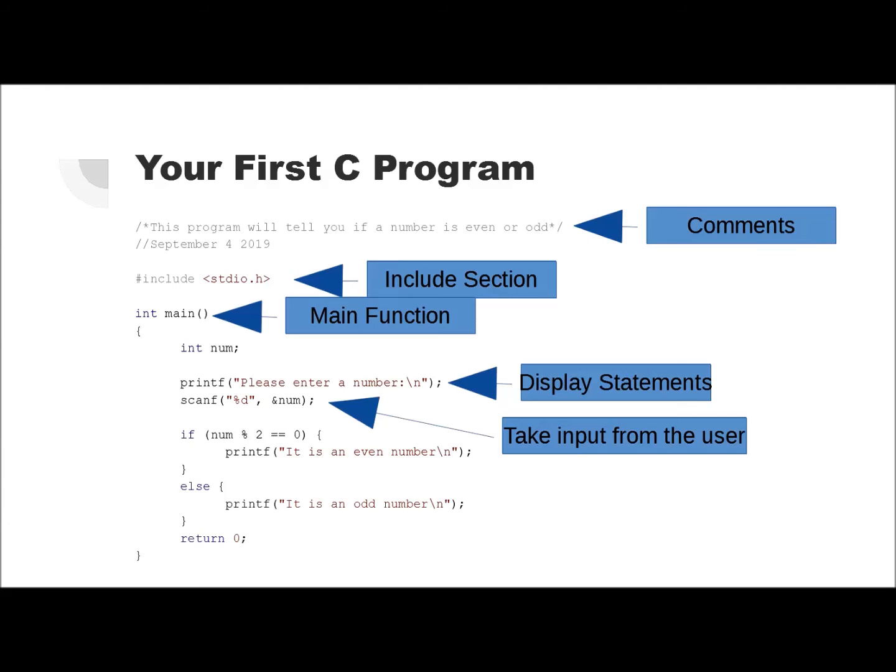So if it prints, please enter a number, and someone types in 74. Great. The printf does the job. It prints out, please enter a number, and the scanf does its job by taking the 74 the human inputted and putting that stuff into the num. So now num has a value of 74. Great. That's what we want to do, right? Yeah.